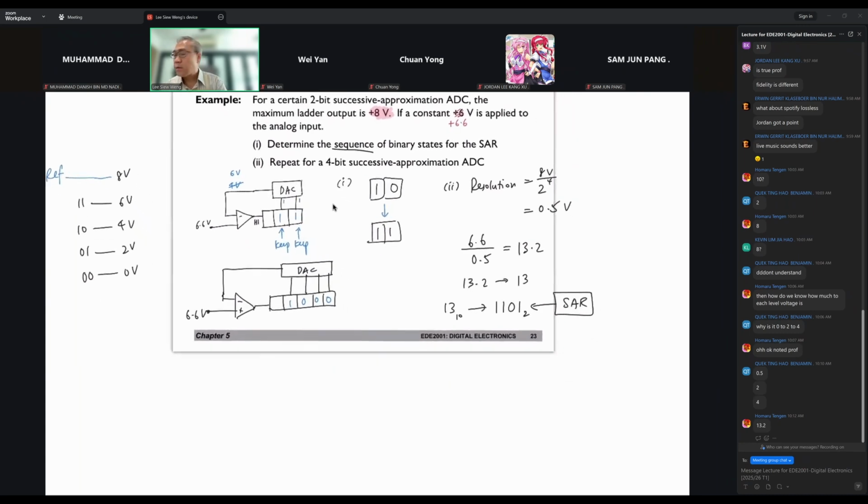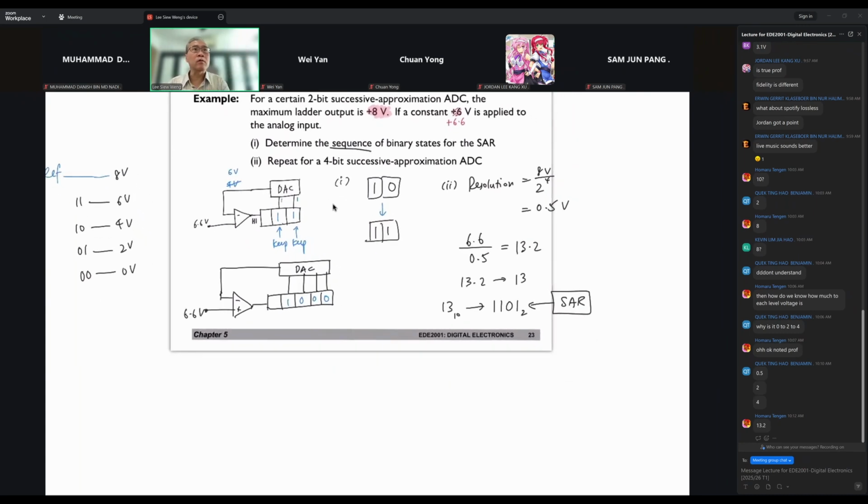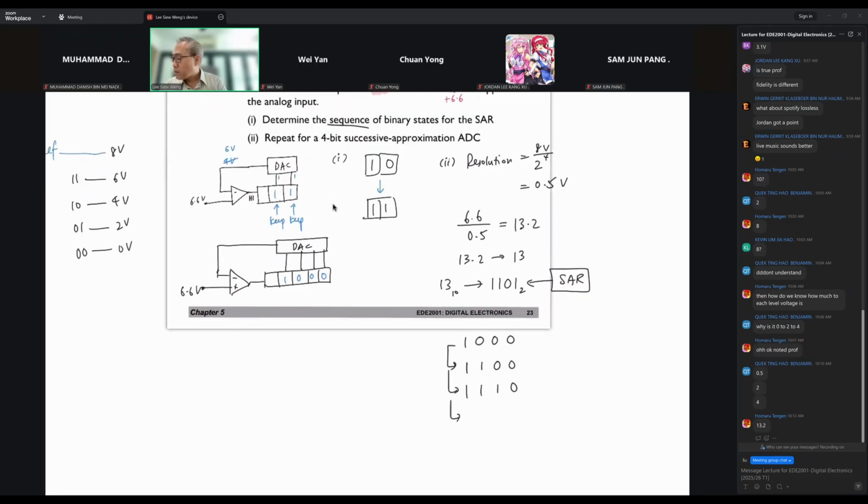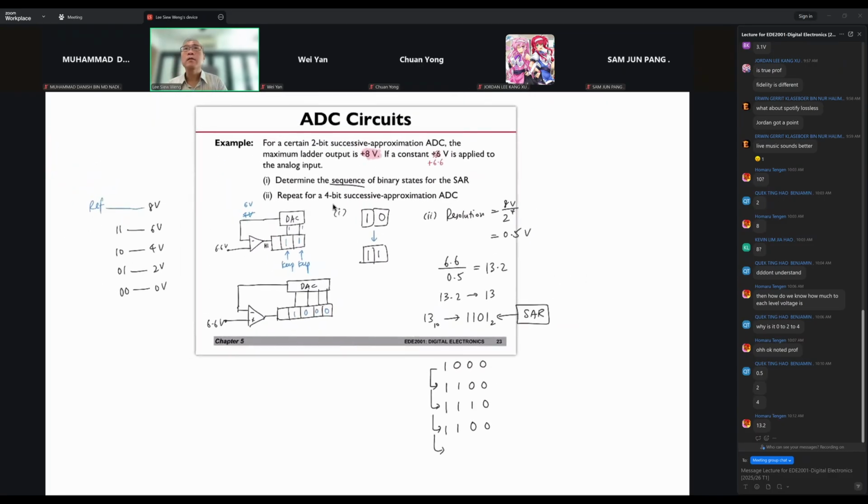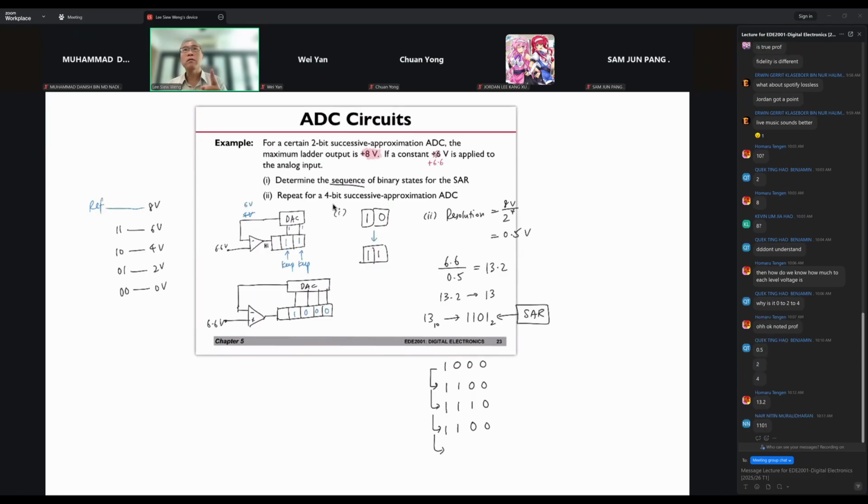What will be the starting sequence? It will always be 1000, followed by 1100, followed by 1110, then you reset, followed by 1101. Understand the sequence.